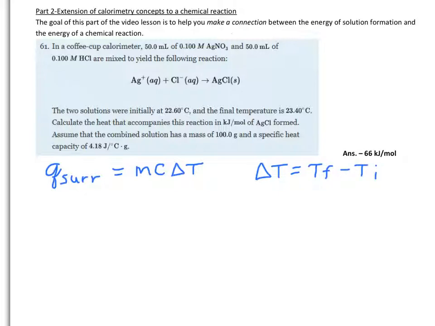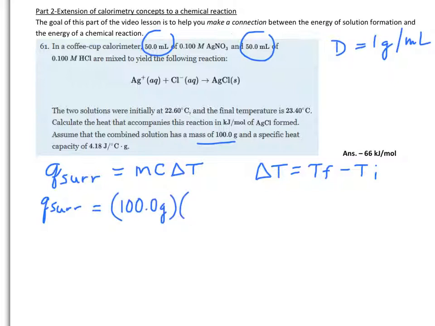The surroundings for these types of problems is the solution itself, just like it was for the older calorimetry problems with the solution formation. So we can plug in everything that we know about our solution, our chemical solution. The mass is 100 grams. The reason why they tell us that is because the volume of the two solutions here adds up to 100 milliliters, and we're going to assume that the density is equal to 1 gram per milliliter because it's mostly water. So that's where they got that 100 grams.